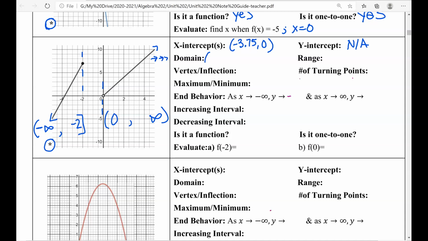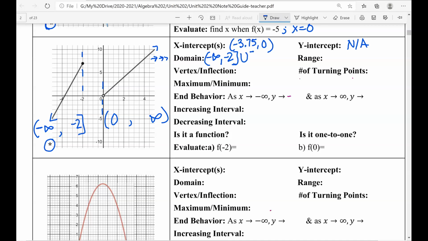Now I'm going to write it in here as my answer. What do we do with this in between? We use U for union. Think of it as continuation, right? It's not just one side or the other. We want to continue both sides.